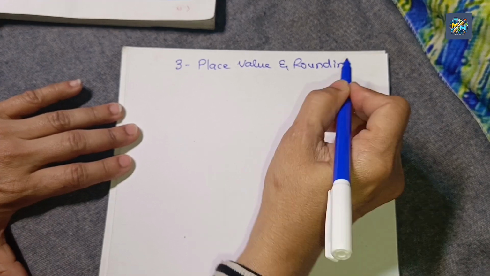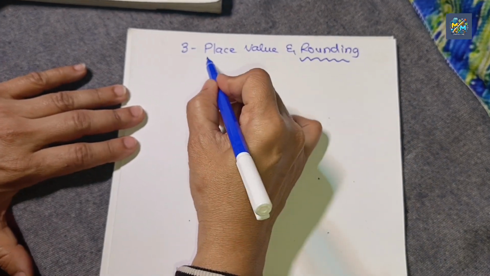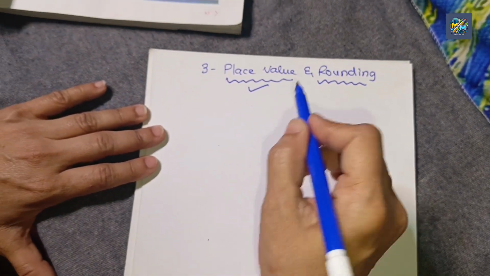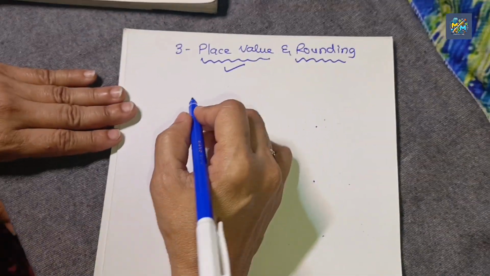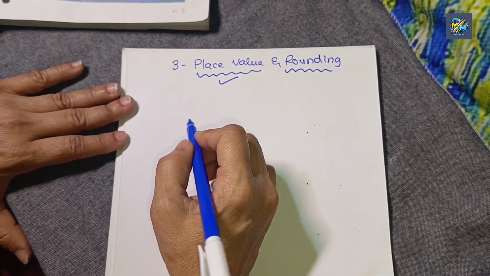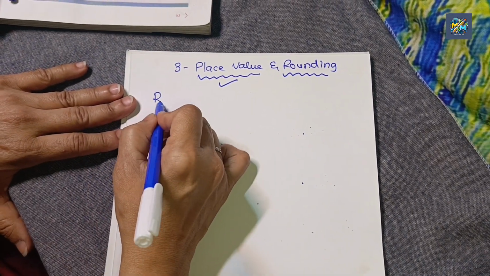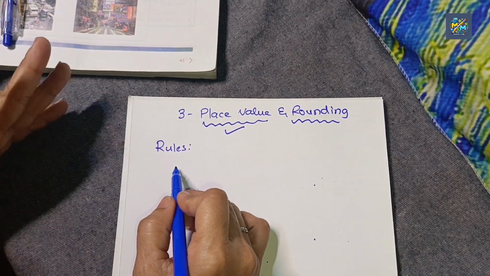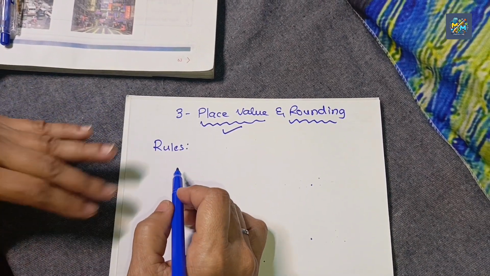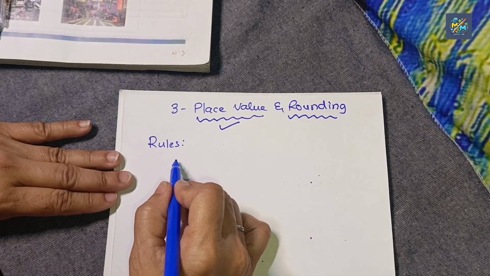In this chapter there are two topics which need to be covered, but I am going to start from place value. Most probably I have seen students find it difficult, but I'll just try to make it easy. So let's try by following certain rules. This is the rule I have made to make things easier for understanding.